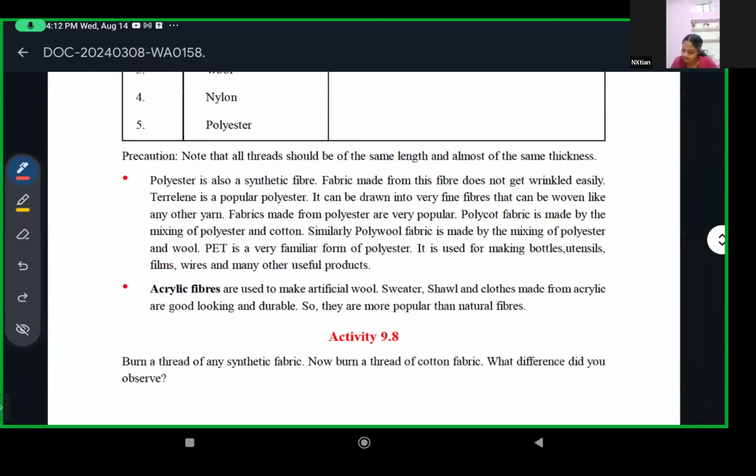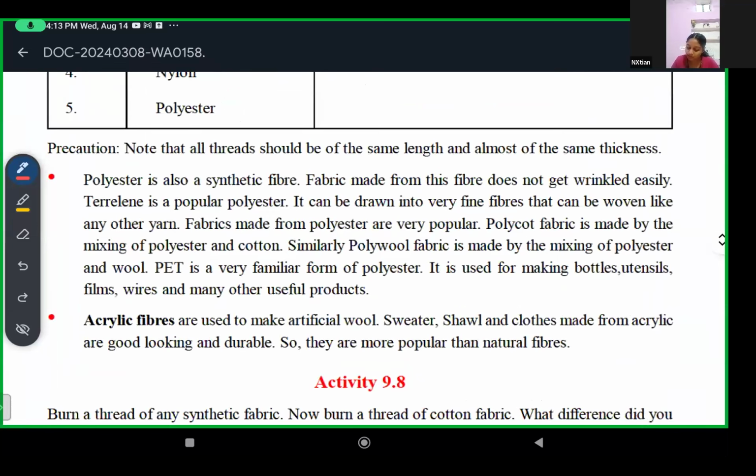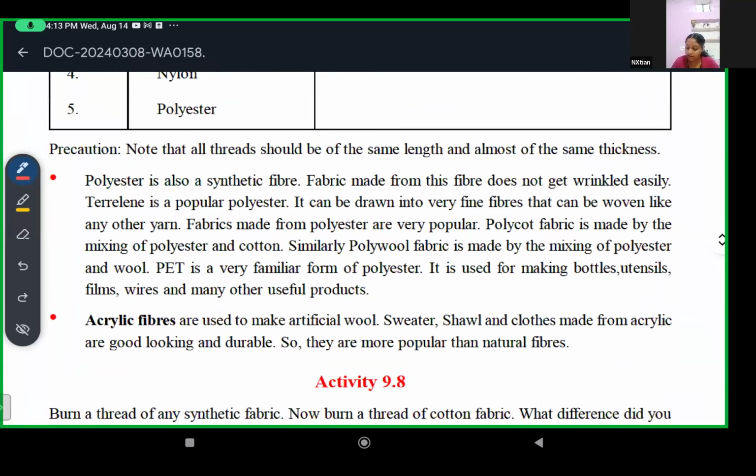Okay, there are some characteristics of polyester. It's a synthetic fiber. Fabric made from this fiber does not get wrinkled easily. Okay, from polyester.